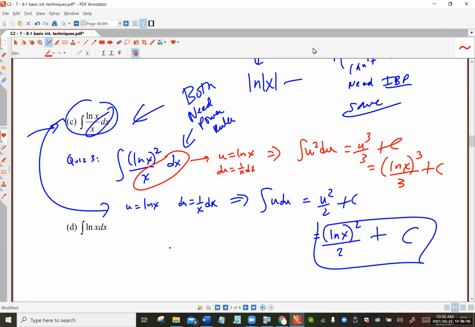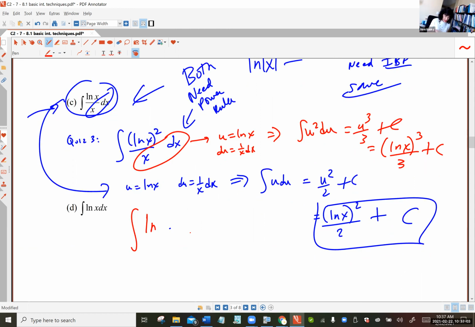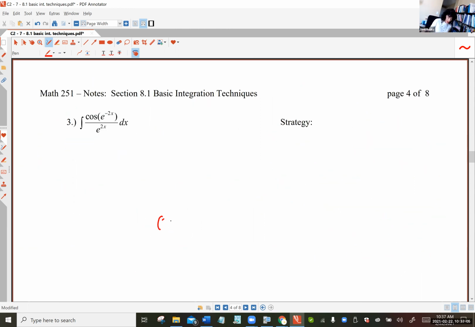For the quiz problem, it kind of confused me because it was ln 3x squared, I think. Yes, slightly different, but not much. Sabri, take a look here.